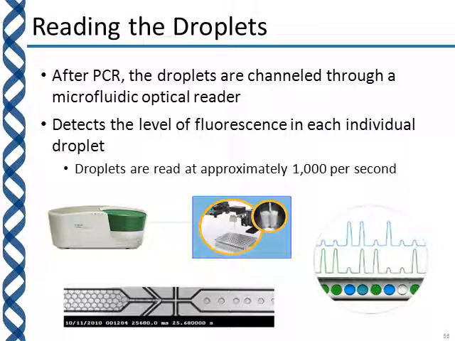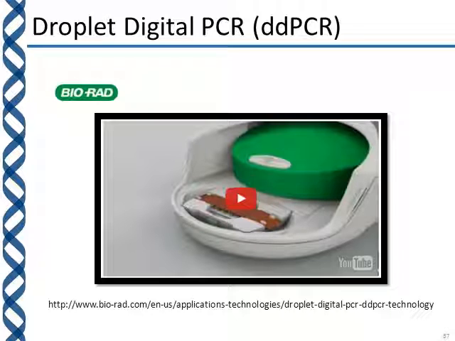After the PCR amplification has completed, the samples are transferred to an optical reader. There, the droplets are channeled through a microfluidic chamber, and you see a picture of that down at the bottom. In that chamber, the individual droplets are squeezed through that narrow microfluidic channel, where they're illuminated by a laser, which can detect the level of fluorescence in each individual droplet, and those droplets are read very rapidly, and you see an example of the readout from those droplets showing whether there was amplification or not in the circular diagram. So here's a link to a video from BioRad on their ddPCR technology.